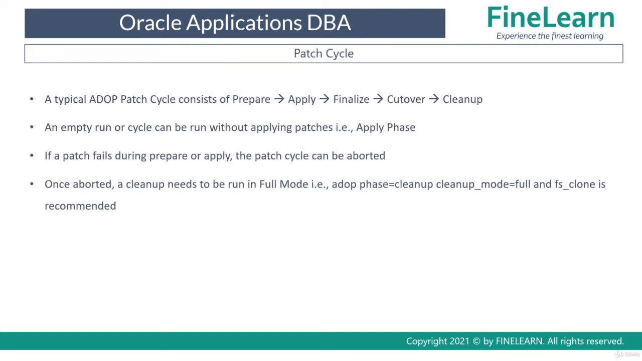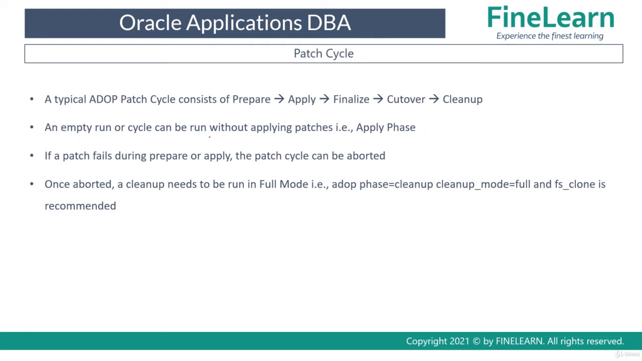First of all, what is a patch cycle? A patch cycle is nothing but a cycle which consists of all the 5 phases, that is prepare, apply, finalize, cutover and cleanup. When you say you have run a patch cycle completely, that means you have basically run all these 5 phases. Of course, in some cases where you abort the patch, you end up running different phases, for example abort and cleanup, etc.